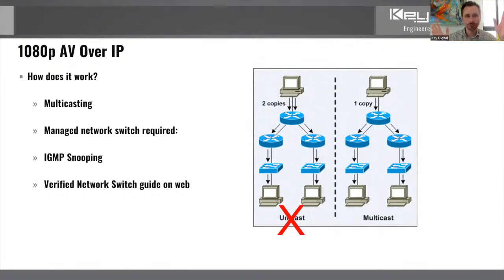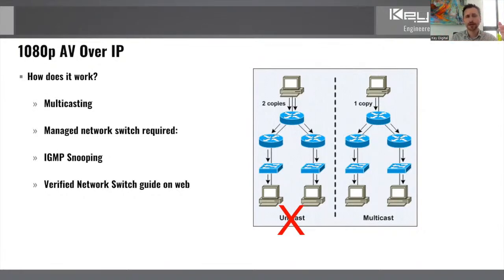It doesn't matter how many receivers are in your system. Whereas in unicast, if you had one stream and it was going to 2 displays, then you would calculate that as 30 megabits per second. So multicast is much more efficient.